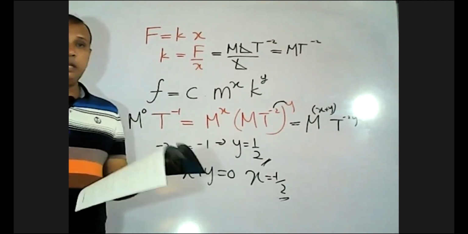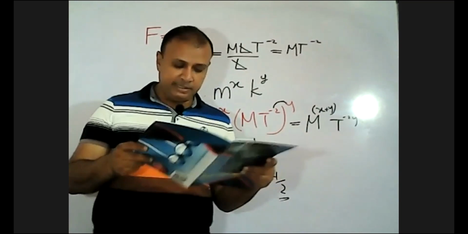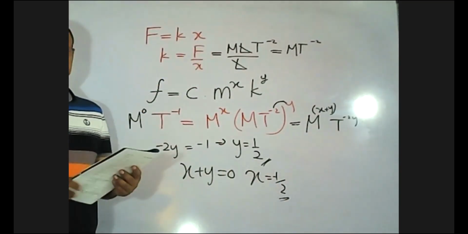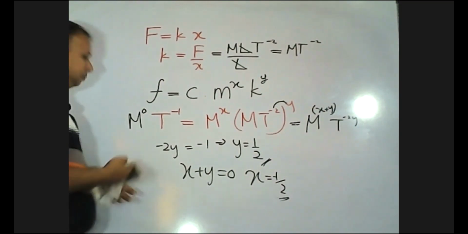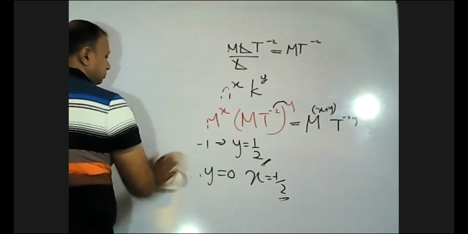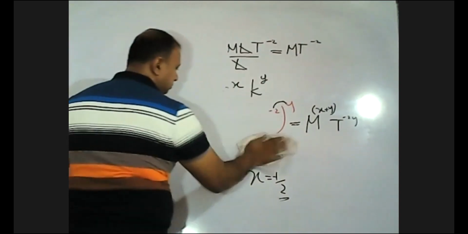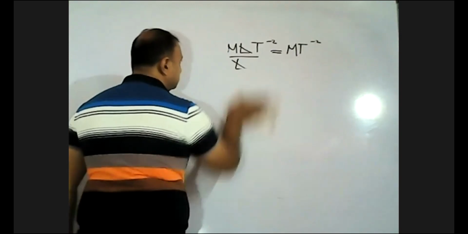Okay. Quickly do 84 to 90. There are 6 questions. 84 to 90. Within 10 minutes, please complete this stuff.